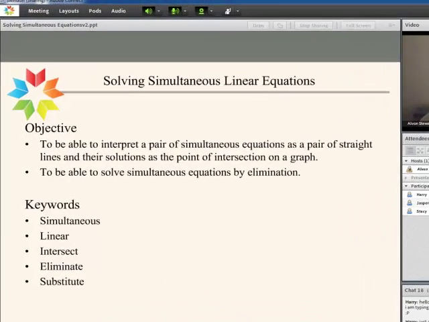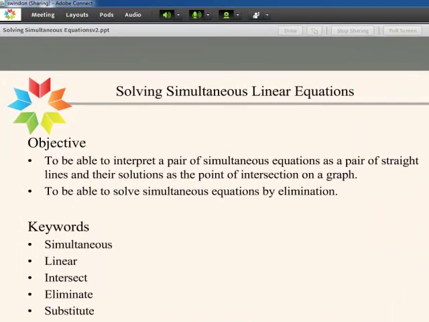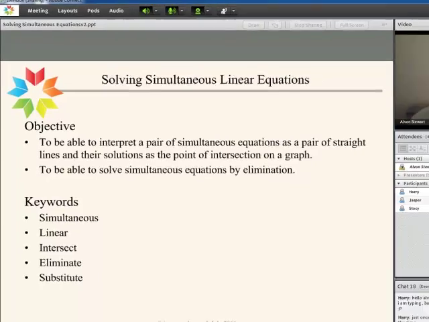So, let's look at our objectives for today's lesson. We're going to draw some graphs of equations to be able to solve them simultaneously. It's one method of solving simultaneous equations. We're going to have a go at that. And secondly, we're going to solve some simultaneous equations algebraically by elimination.